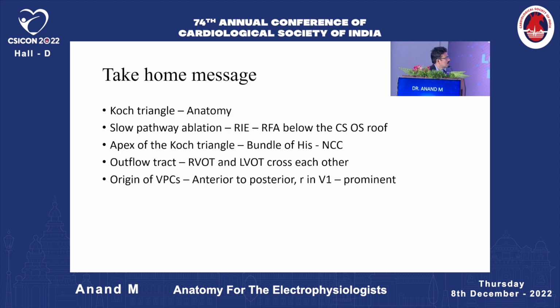That's all. The final take home is: at the end of this topic, we should know about the Koch triangle anatomy, which is formed by the septal leaflet of the tricuspid valve, the CS os roof, and posteriorly by the tendon of Todaro. Slow pathway ablation is predominantly from the right inferior extension. It means anatomically it should be below the CS os roof. As we go higher and higher up, the risk of AV block increases. And for mapping any tachycardia in the bundle of His region, atrial tachycardias, you should map in the non-coronary cusp.